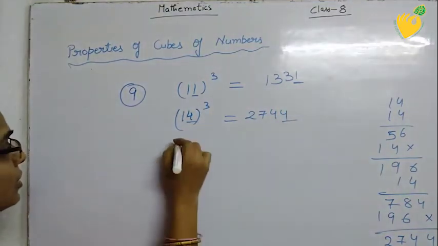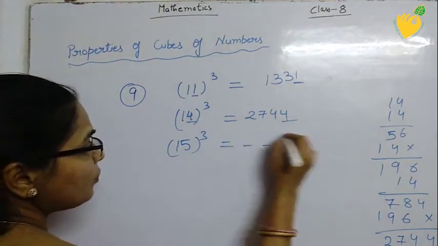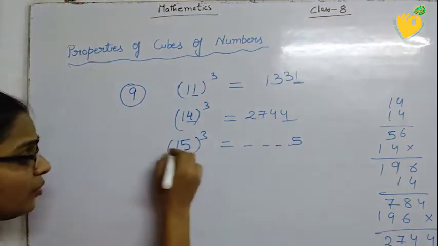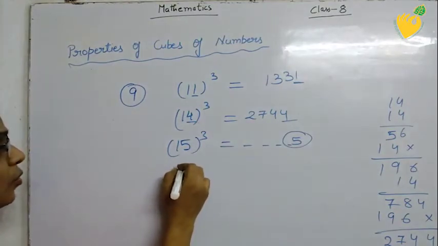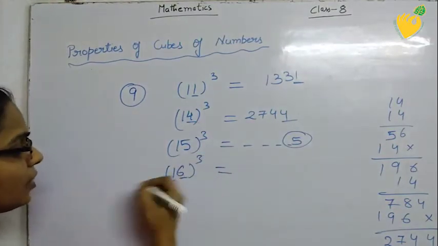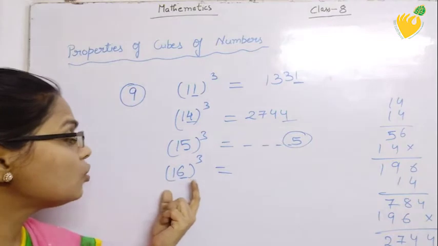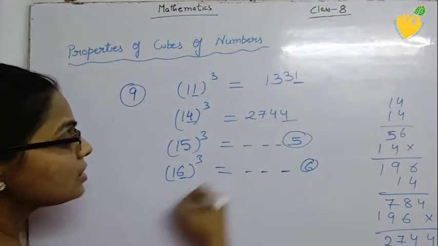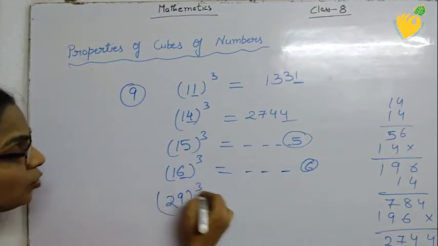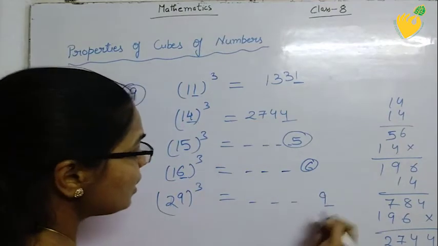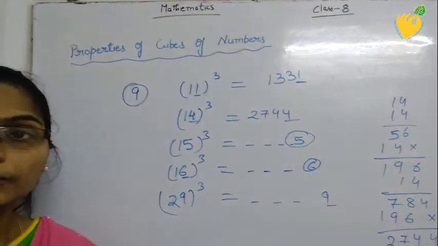Similarly, the cube of a number which ends with the digit 5 will also end with the digit 5. Cube of 16, if the number ends with the digit 6, the cube of it also ends with the digit 6. Suppose 29, the cube of 29 will also end with the digit 9. So this is one of the very beautiful properties of the cube.